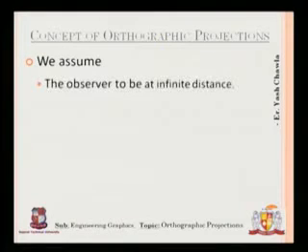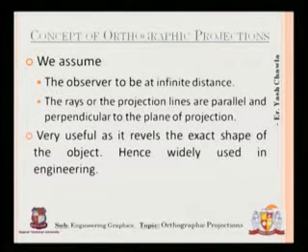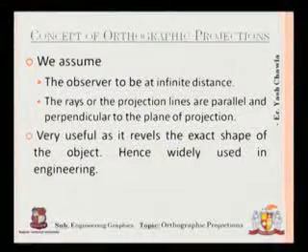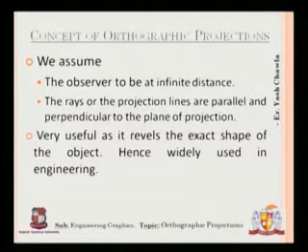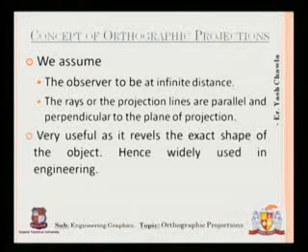Okay, first thing is that what is orthographic projection? What is the basic concept of orthographic projection? Now, as you know, ortho means perpendicular. Now, for an orthographic projection, if you want to draw an orthographic projection of any object, then first of all we have to assume that that object is kept at infinity, or the other way around, you can say it as the observer is at an infinite distance from the object. The second point of assumption is that the rays or the projection lines are going to be parallel and perpendicular to the plane of projections.